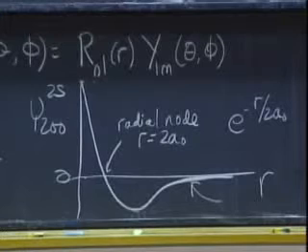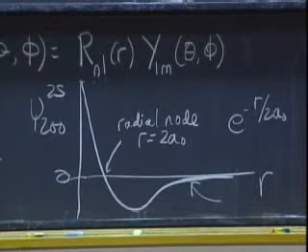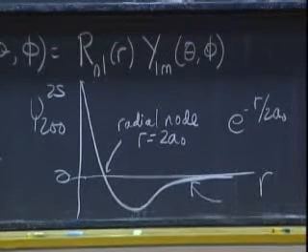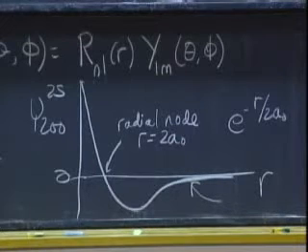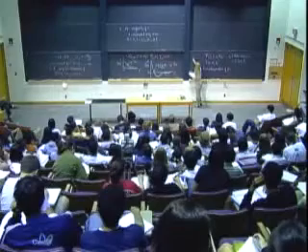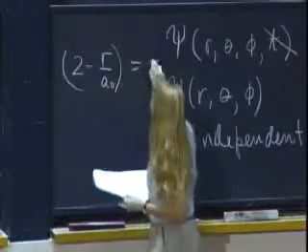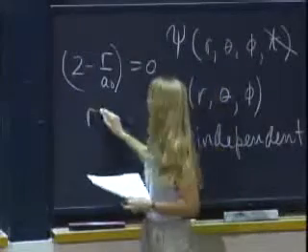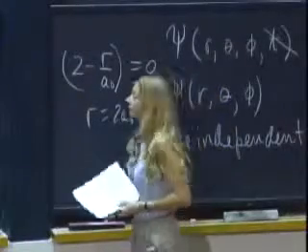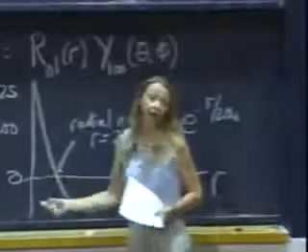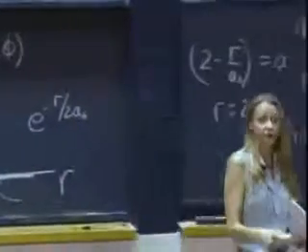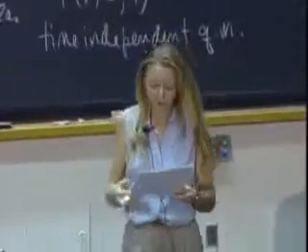If you wanted to solve for that radial node, what would you do? Well, you would take that functional form and set it equal to 0 and solve for r. And so you can see that 2 minus r over a naught set equal to 0, that when r is 2a naught, the wave function would have a value of 0. That's how you solve for the value of r at which you have a node.